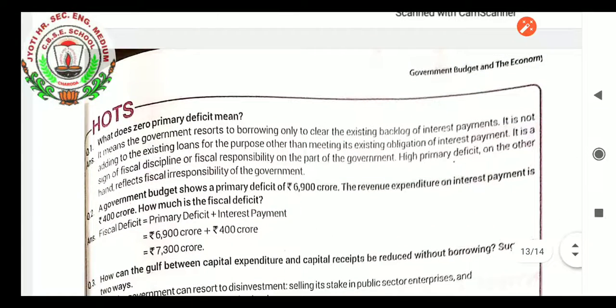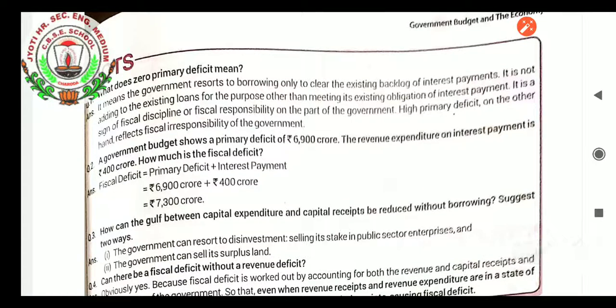What does zero primary deficit mean? Zero primary deficit means the government resorts to borrowing only to clear the existing backlog of interest payment. It is not adding to the existing loan for any purpose other than meeting its existing obligation of interest payment. It is a sign of fiscal discipline or fiscal responsibility on the part of the government. High primary deficit, on the other hand, reflects fiscal irresponsibility of the government.